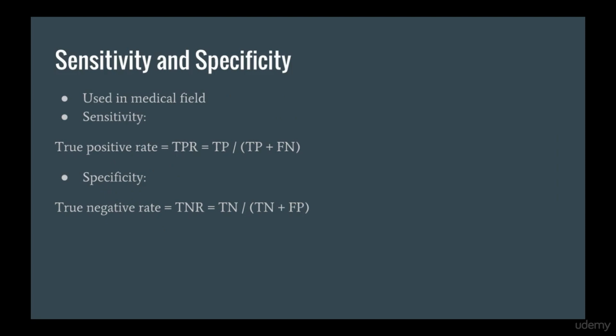In the medical field, we use sensitivity and specificity. Sensitivity is the true positive rate, so that's the number of true positives divided by true positives plus false negatives. Specificity is the true negative rate, so that's true negatives divided by true negatives plus false positives.